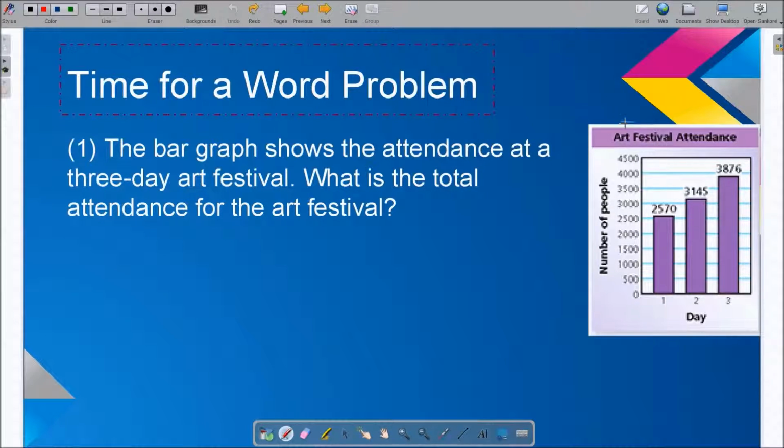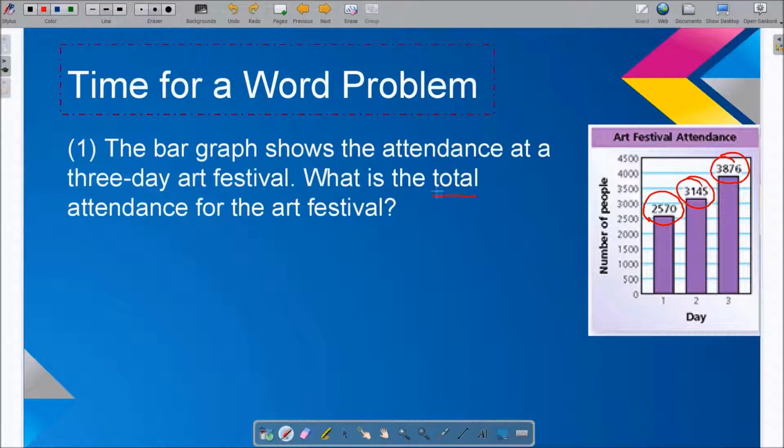So we've got a bar graph over here. Sorry, it's a little blurry. I tried to clean that up as much as possible, but this is the best that I could do. It is showing the attendance at a 3-day art festival. So on the first day, we have 2,570 people that show up. On the second day, 3,145. And on the third day, 3,876. The first question we're going to tackle is, what is the total attendance for the art festival?